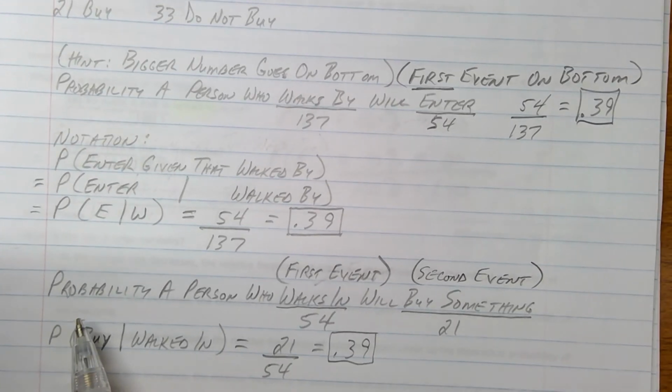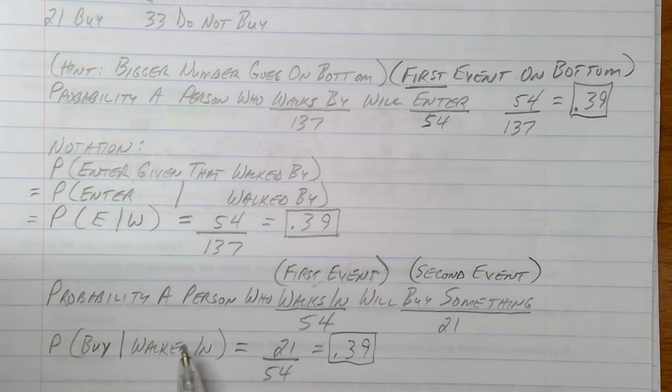Okay, so let's do it in English first, and then we'll kind of write it statistically. So what's the probability a person who walks in will buy something? Well, what happened first? First, they had to walk in the store, and then they bought something. This is the first event. This is the second event. 54 people walked in, 21 bought something.